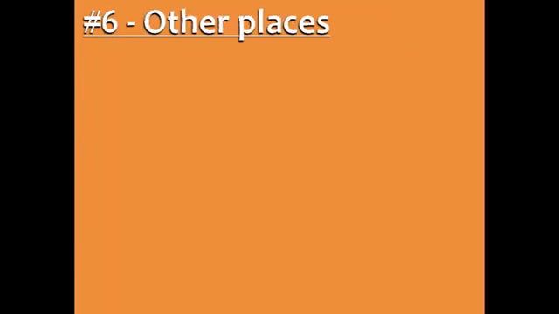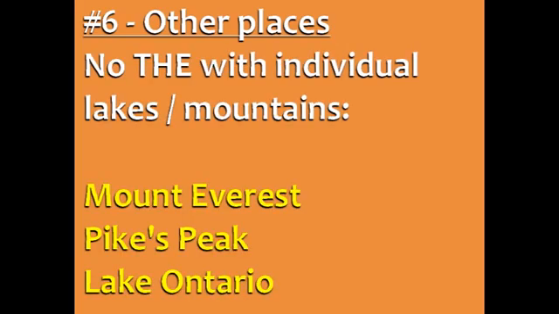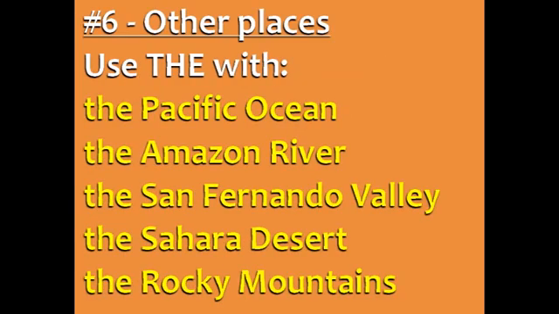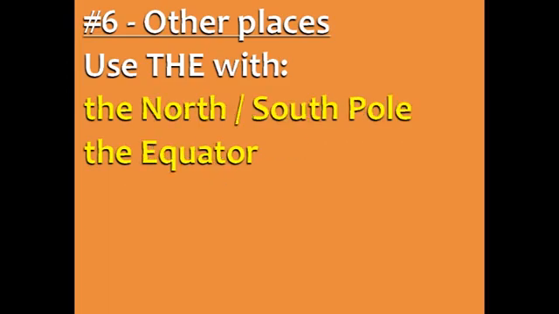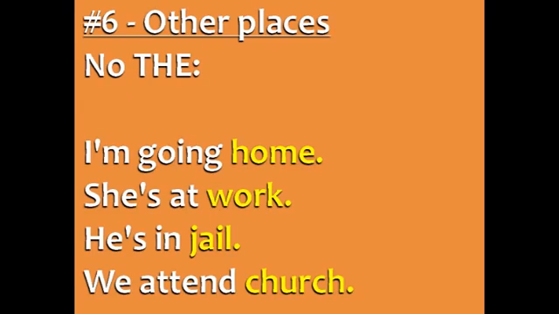Now, with other places it's a little tricky. Don't use the with individual lakes or mountains like Mount Everest, Pikes Peak, or Lake Ontario. Use the with oceans, rivers, valleys, deserts, and mountain ranges. That's groups of mountains. For example, the Pacific Ocean, the Amazon River, the San Fernando Valley, the Sahara Desert, and the Rocky Mountains, as well as with specific points on the globe, like the North Pole, the South Pole, and the equator.